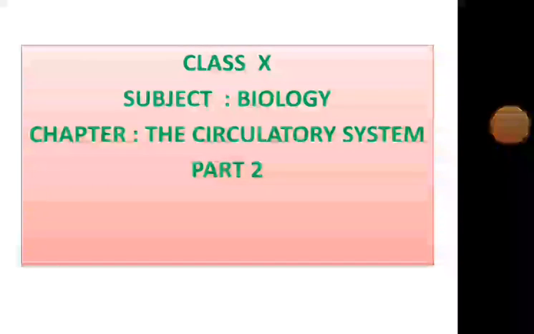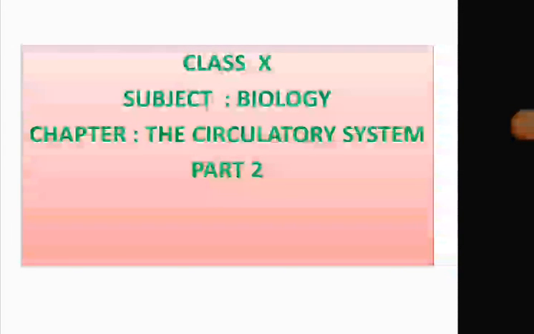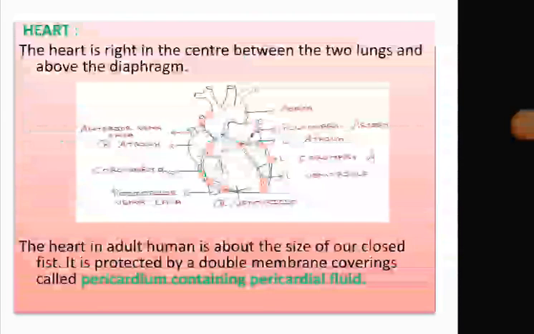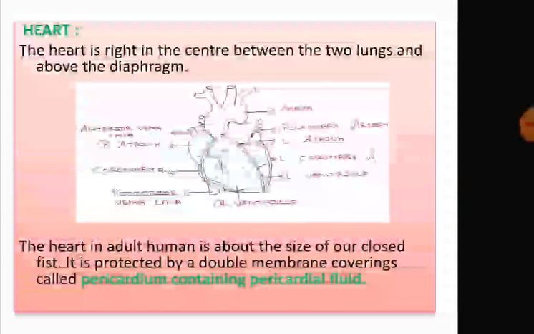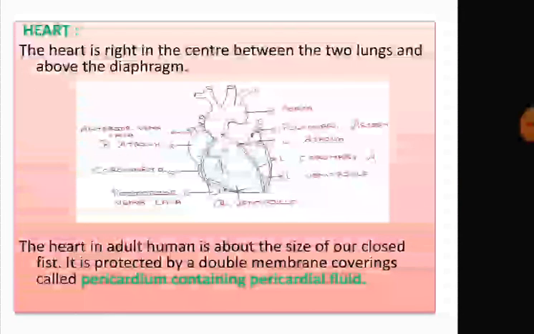Hello students, we will be starting the second portion of our chapter, the circulatory system. The circulatory system consists of the heart, arteries, veins and capillaries. Next, the heart. The heart is situated right in the center between the two lungs and above the diaphragm.